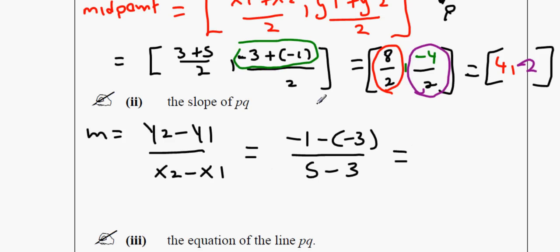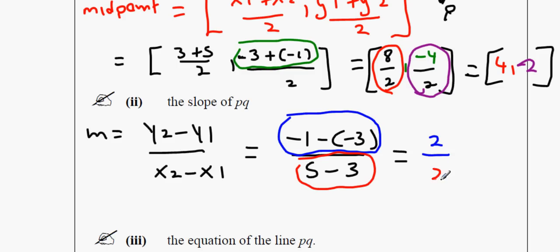Put this blue box here into the calculator, and what we get is plus 2. Okay, we're just going to get 2, and then when we enter the red part here, we get 2 there as well. Finally, we're just going to enter 2 divided by 2 into our calculator, and the answer here will be 1. Okay.